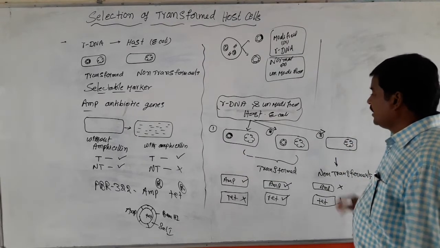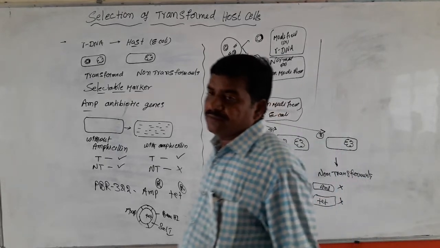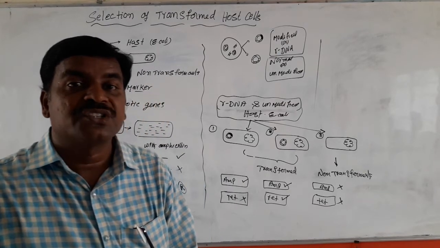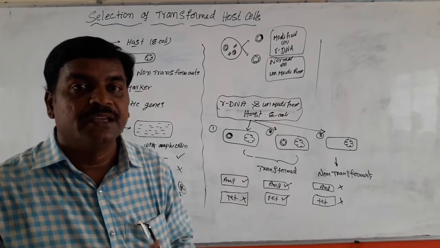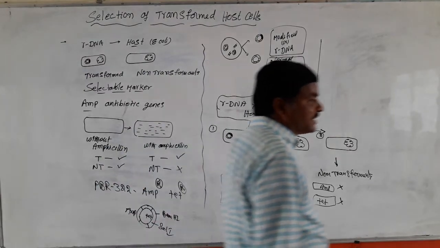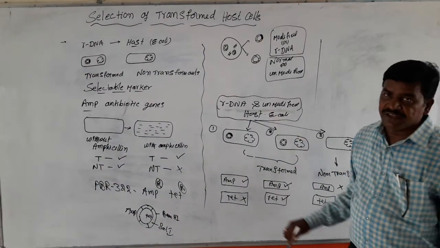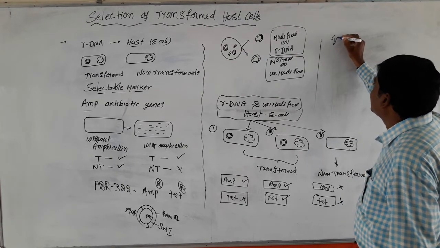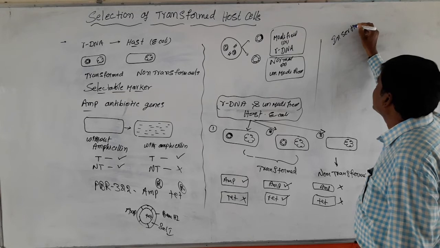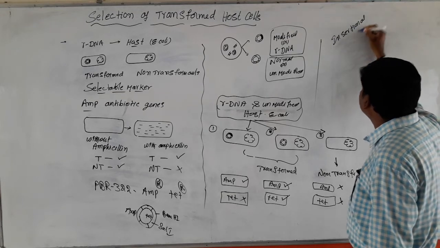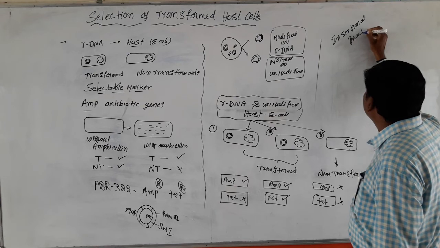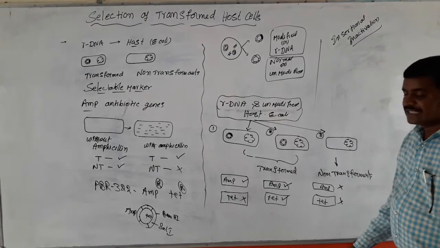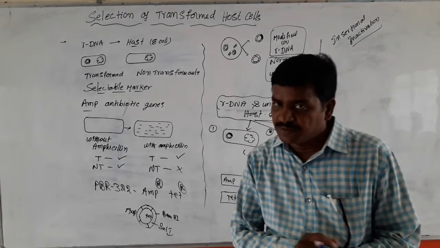Now coming to another one. Actually, this type of method in which one gene is inactivated and the other one is used as a marker is a cumbersome procedure, means very complicated and very critical. So to avoid these complications in transformed cell identification, another method was also discovered by scientists, that is insertional inactivation method. This is also used as an alternative method for selection of transformed cells.